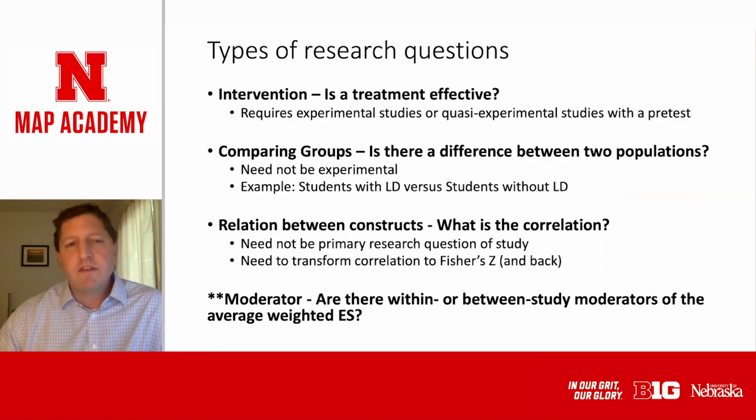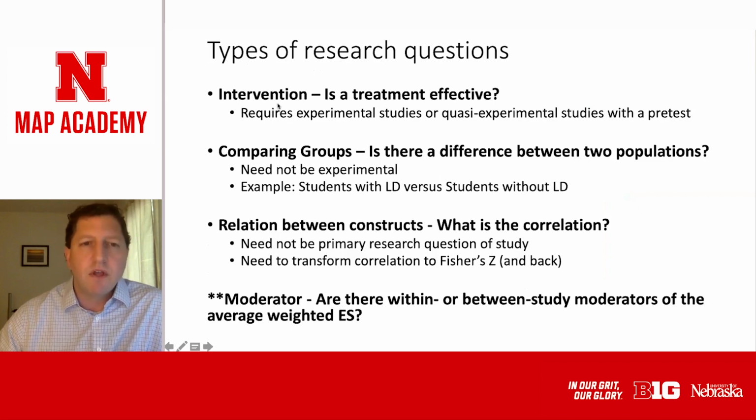I said that these things can affect the types of questions that we ask, and they do and they don't in some ways. So the first couple of questions here, the intervention question, comparing groups question, relation between constructs question, these are questions that we could have asked previously. The types of questions that we might ask here are like, is the treatment effective? And for those types of meta-analyses, what we're going to be doing is comparing treatment groups to control groups, in experimental studies or quasi-experimental studies.